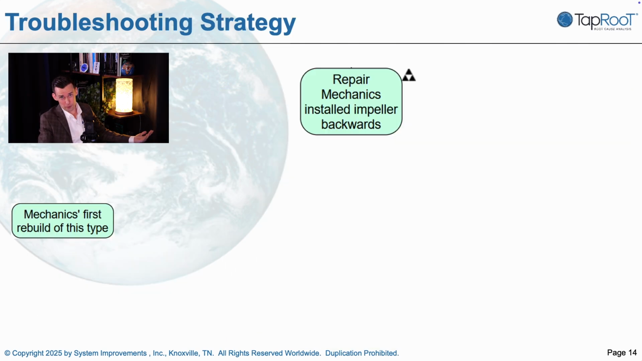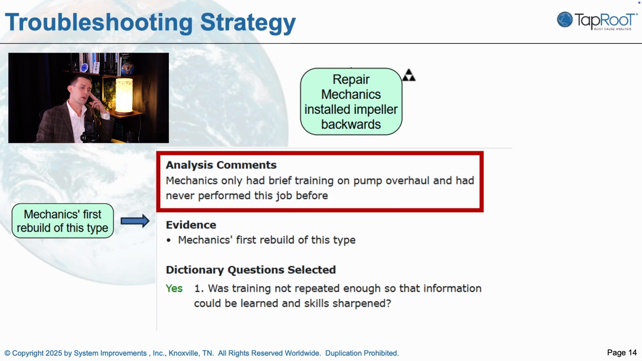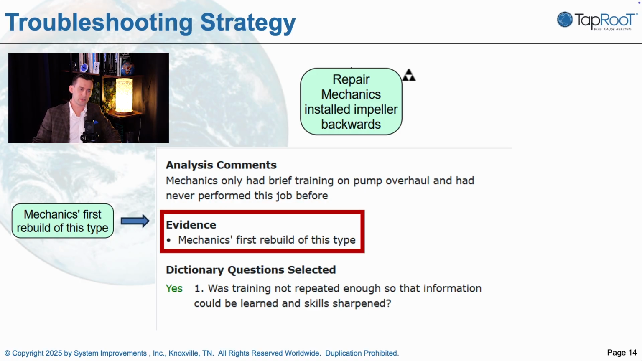Okay, so how does that look for a root cause analysis for our mechanic installing the impeller backwards? Here's what we want to do. We want to take that evidence that this is the mechanic's first rebuild of this type and show our work for how we got to the root cause. So we want to have our analysis comments. We can say this mechanic had only had brief training on pump overhaul and had never performed this job before. Our evidence from our SnapCharT, that shape right there, is that this is the mechanic's first rebuild of this type.